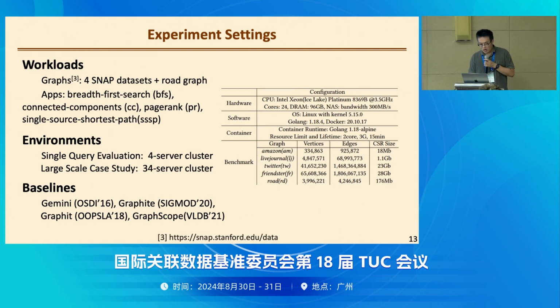We have evaluated FastGraph across a range of graphs and graph applications, utilizing both a small cluster for one-shot query analysis and a large cluster for a case study. The specific resource configurations are shown in this table. Additionally, we incorporated several state-of-the-art graph system baselines for comparison, for example, Gemini and Graph 8.